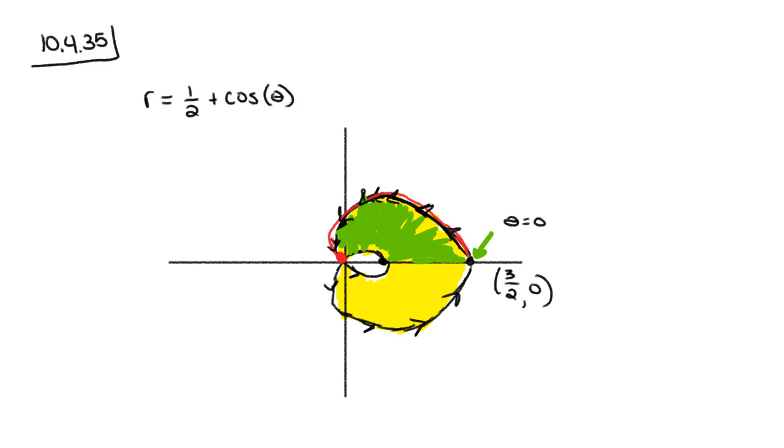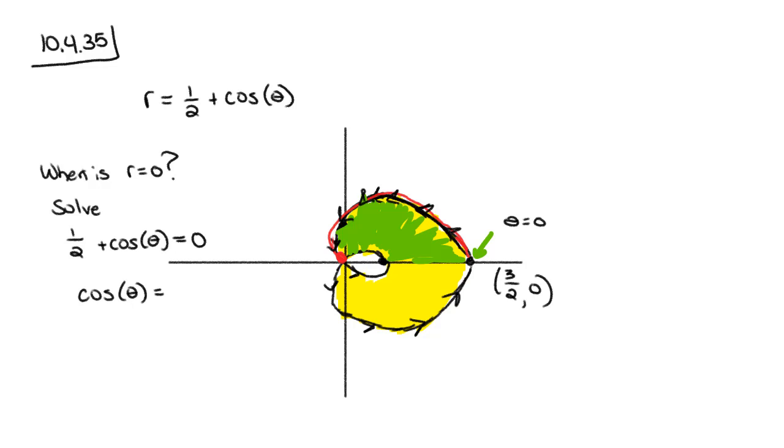So we want to find out first, when does the radius become 0? That's actually my first question. When is the radius equal to 0? Because I want to know, when do I get back to that pole? That just means that we solve 1/2 plus cosine of theta is equal to 0. And of course, that means that cosine of theta is -1/2.